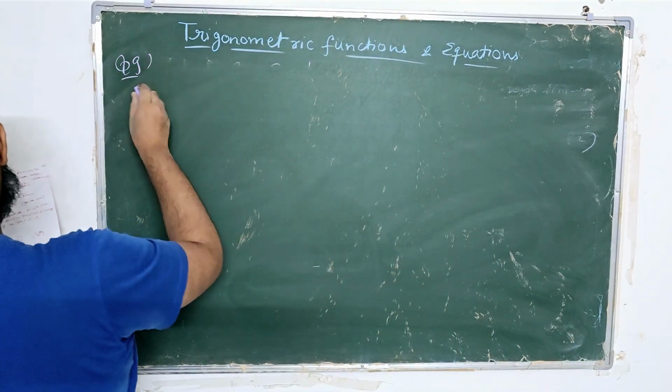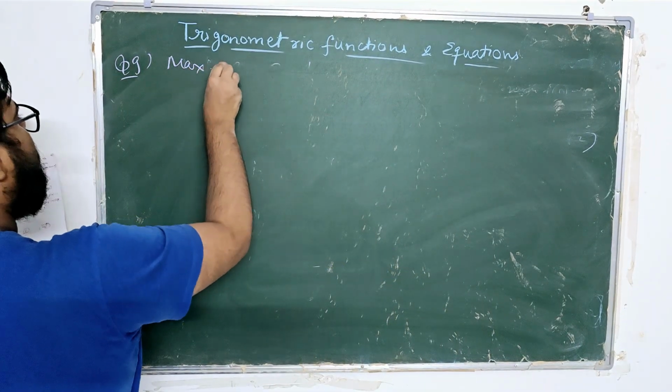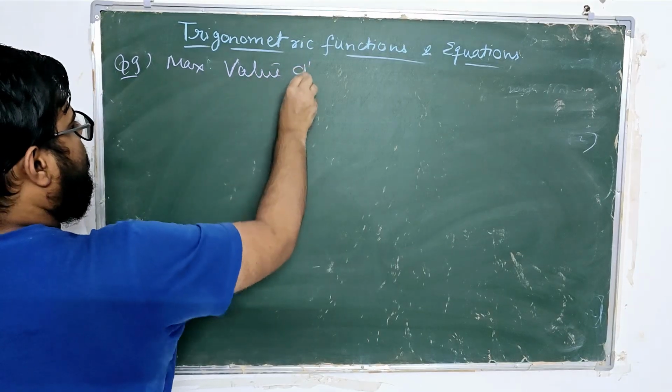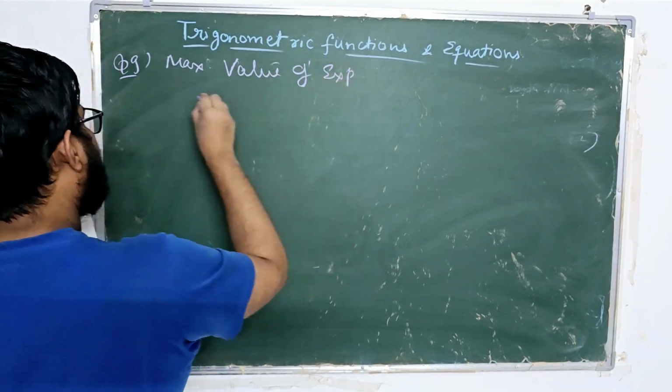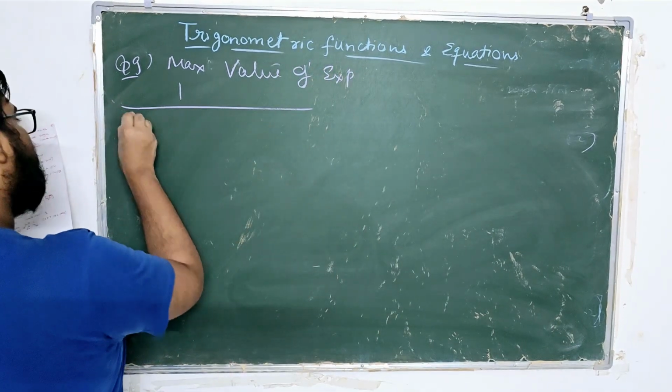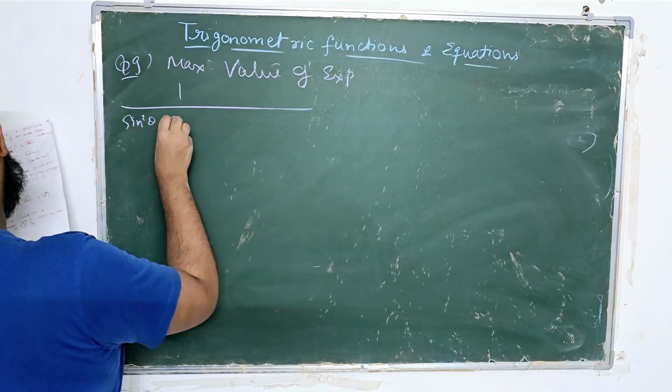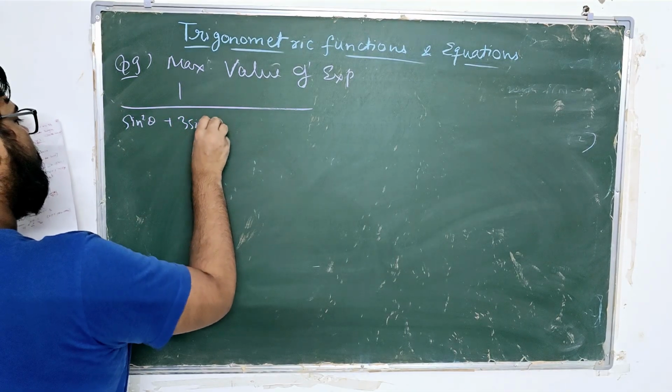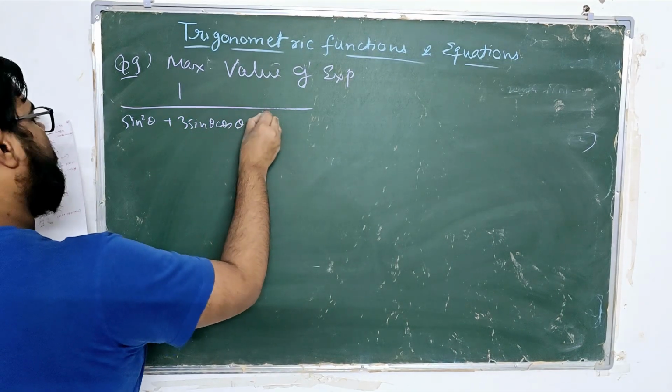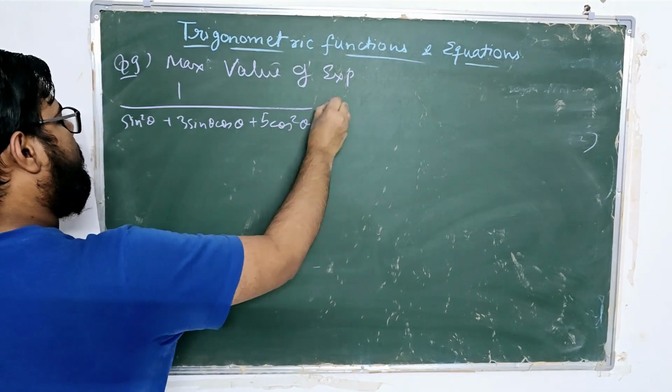Question number 9. Maximum value of expression 1 upon sine square theta plus 3 sine theta cos theta plus 5 cos square theta is equal to what?